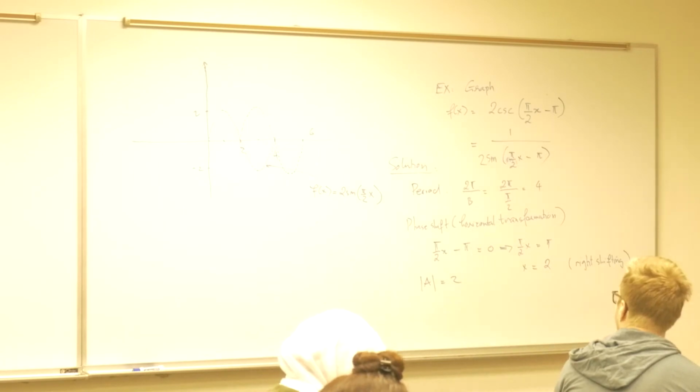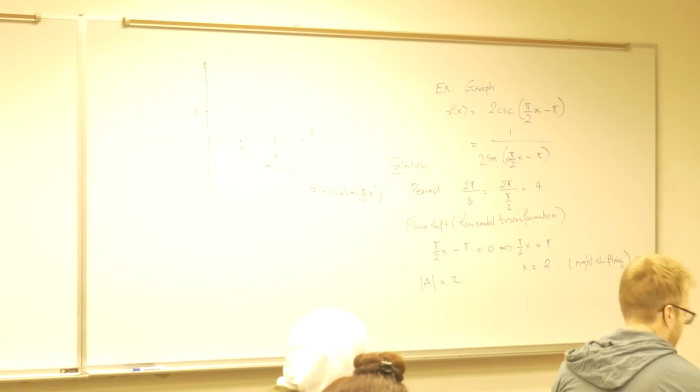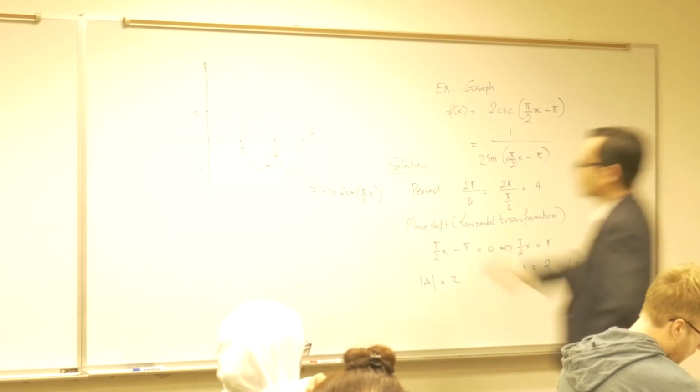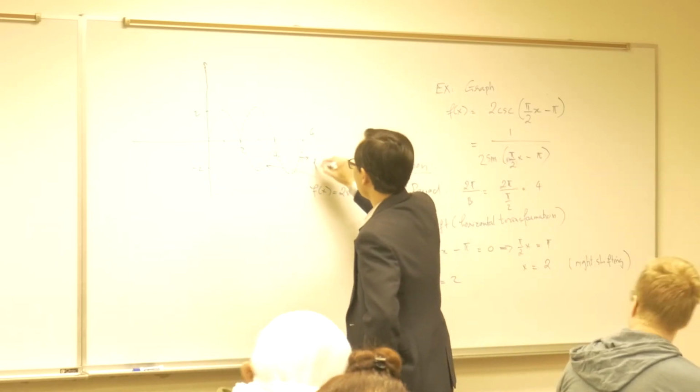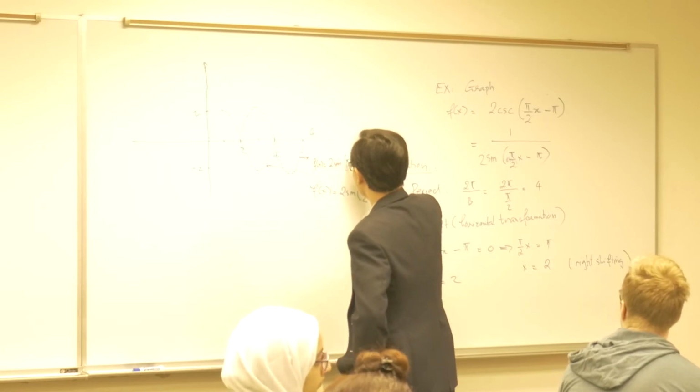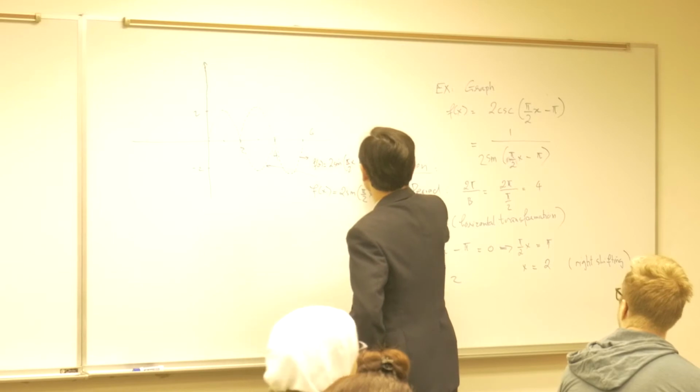Okay, everybody clear? Just shifted 2 units to the right. So the function I have right now will be f of x equal to 2 sine pi over 2x minus pi.